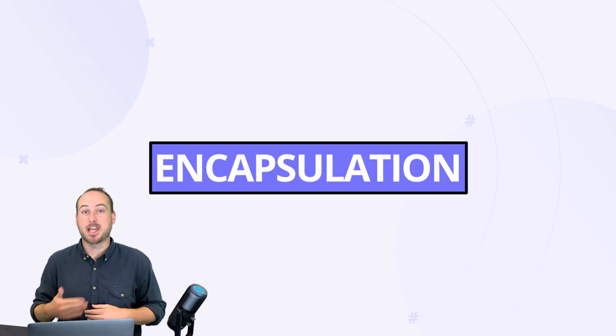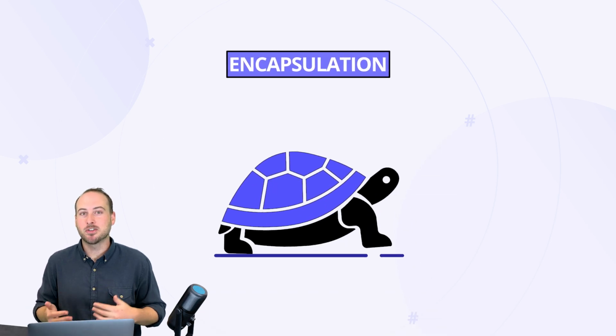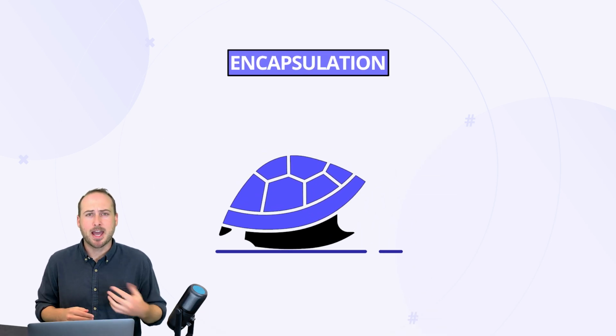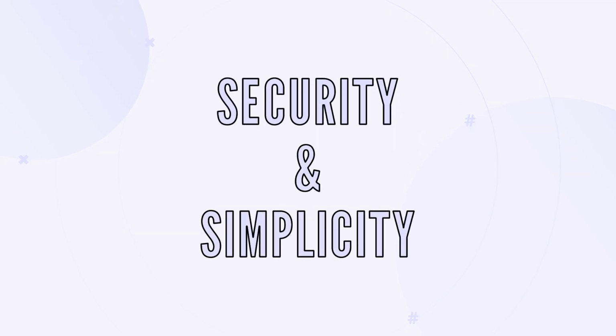Let's move on to encapsulation. Just like a turtle's shell protects its body, encapsulation in object-oriented programming safeguards an object's internal data. It ensures that data can only be accessed or modified through specific methods, maintaining both security and simplicity. This protective layer makes the object easier to manage and interact with, just as the shell shields and shapes the turtle.